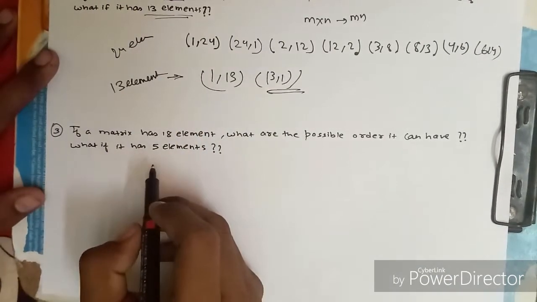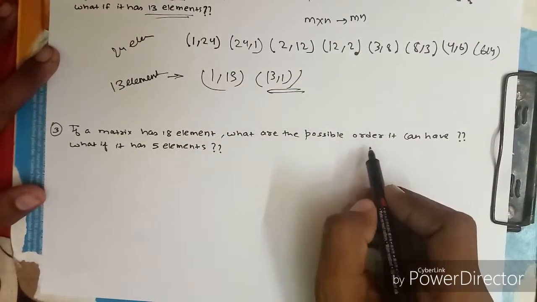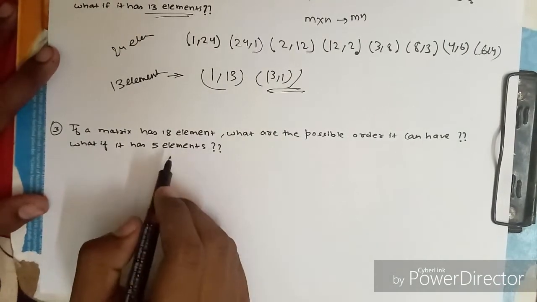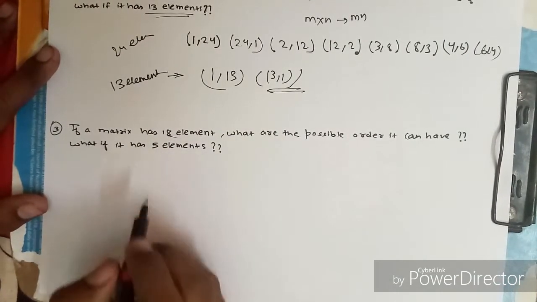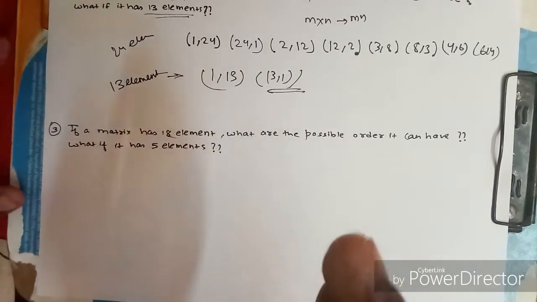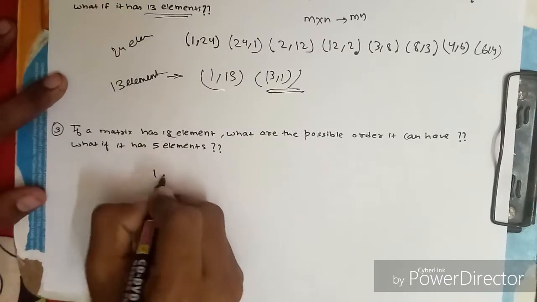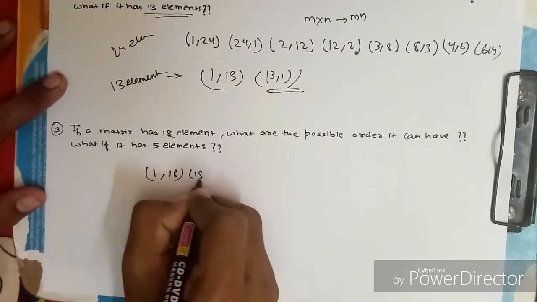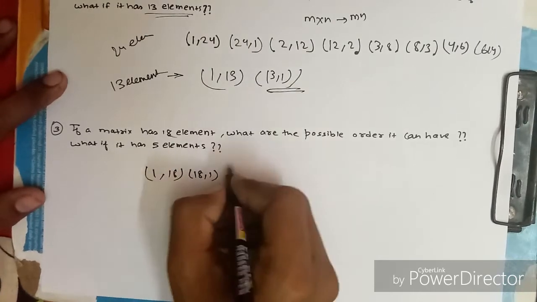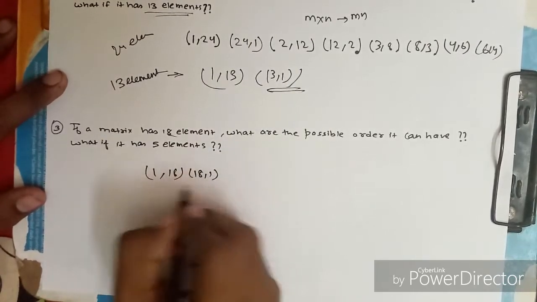It says that if a matrix has 18 elements, what are the possible orders it can have? What if it has 5 elements? So if it has 18 elements, then we have to write the natural numbers whose product is 18. So 1 into 18, then 18 into 1, that is 1 comma 18 and 18 comma 1. These are different because these are ordered pairs.